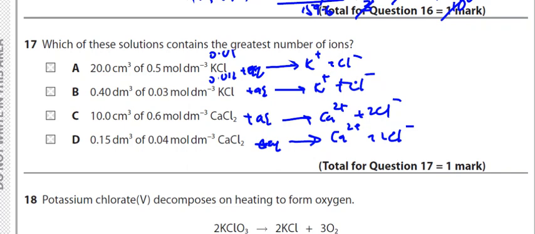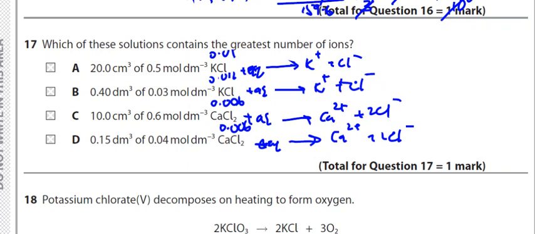So definitely when you compare A and B, B is greater, because 0.012 is bigger than the earlier one, 0.01. So again here, 10 divided by 1000 multiplied by 0.6. So here 6 times 10 to the power minus 3, which is 0.006. And here you don't divide by 1000 because the volume is in decimeter cube. 0.04 times 0.15, you get again 0.006.